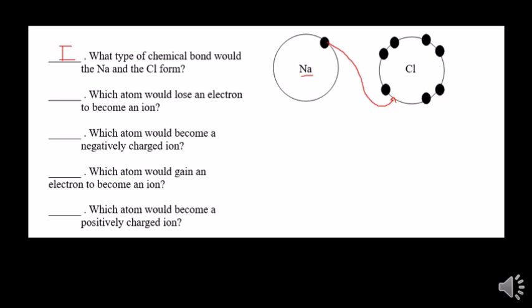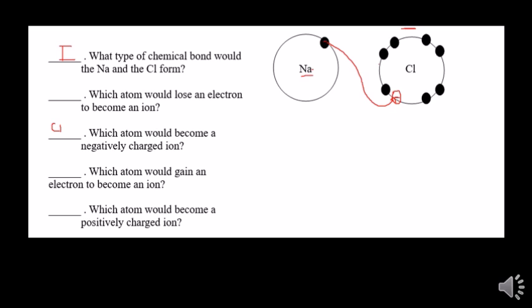Which atom would become a negatively charged ion? Well, you've got to remember, electrons are negatively charged. Originally both of these guys are neutral. But when this extra negative charge comes over to chlorine, it has one more negative charge than it used to have when it was neutral. So now this becomes a negatively charged ion. So chlorine is going to be the negatively charged ion.